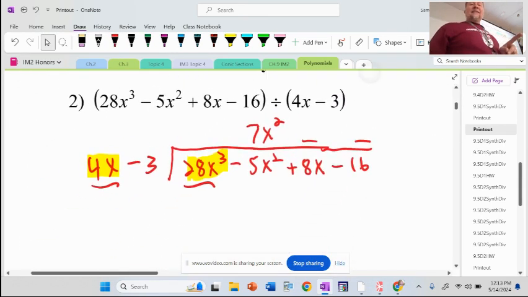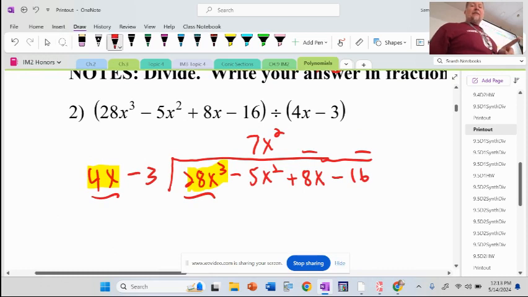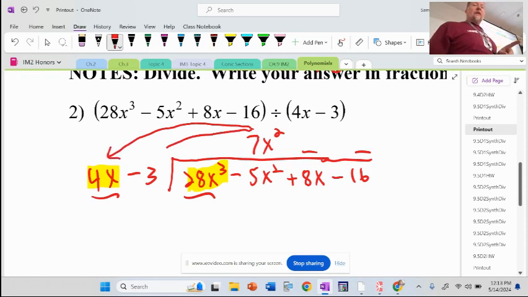Okay, but then this is algebra. How do I take 7x squared times 4x minus 3? What's the word I'm using here? I'm going to use next. What would that be called?